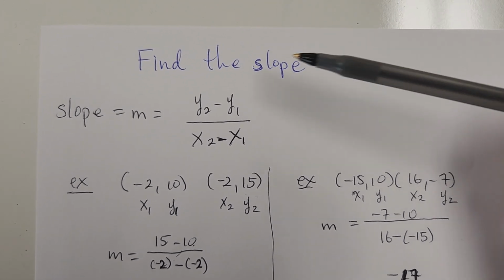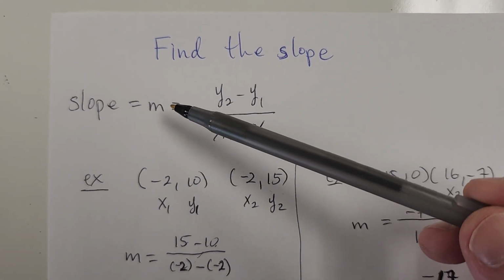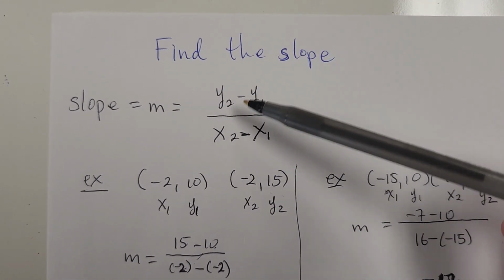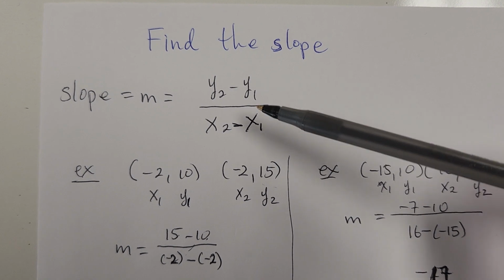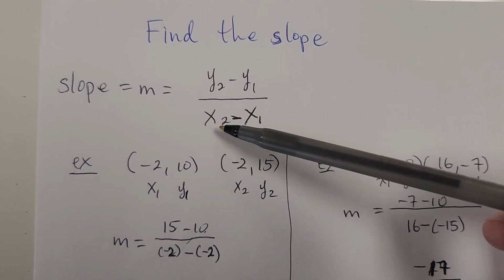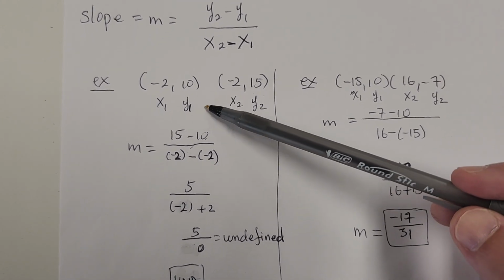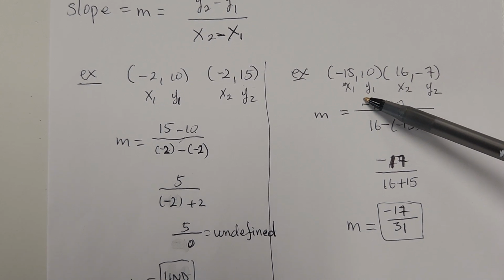This lesson is find the slope. Slope is always represented by a letter m. This is the formula to find the slope: y2 minus y1 divided by x2 minus x1. Here I have an example on the left and also on the right.